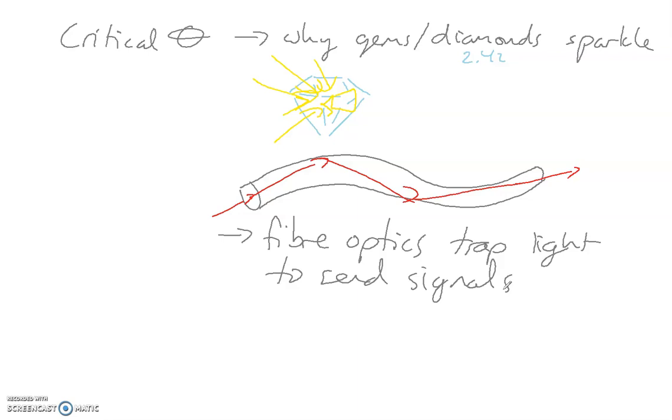That's why gems sparkle the way they do. That's how fiber optics works, and there's tons of other things that critical angle is used for. And you've seen it your entire life. Stand on the edge of a pool or a lake. You've been seeing it zillions of times, but now you have a little idea of how it is actually used. And these are just a couple applications for it.